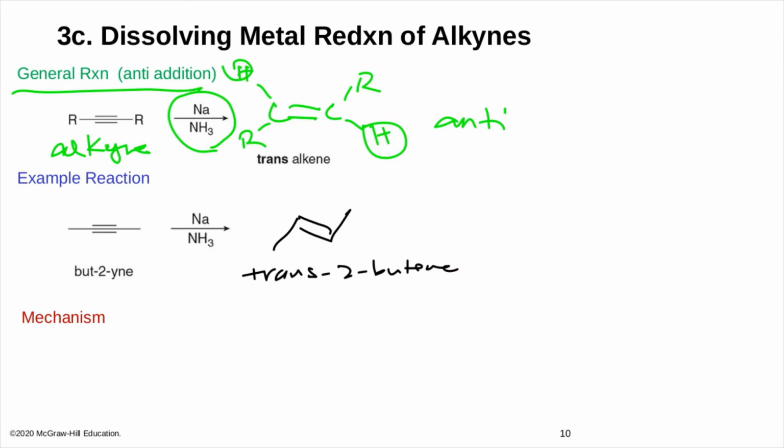And the mechanism is interesting. I'm actually going to go through the mechanism of this one because it helps you remember the reagents a little bit, and it helps you remember why it's trans. If I start with an alkyne and put in my metal, now I'm going to put in sodium and show the electron, because mechanisms show the movement of electrons from reactant to intermediates to products using curved arrows.